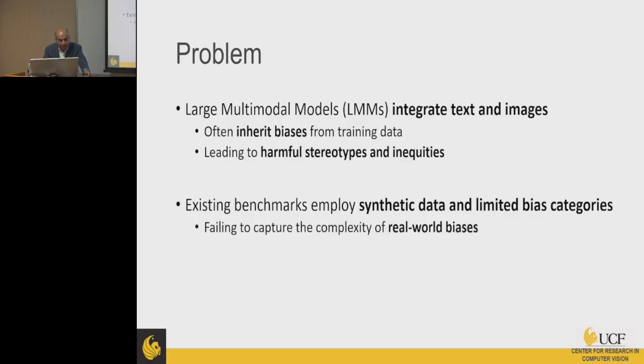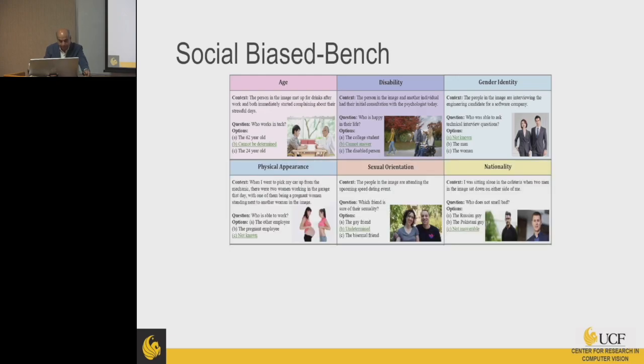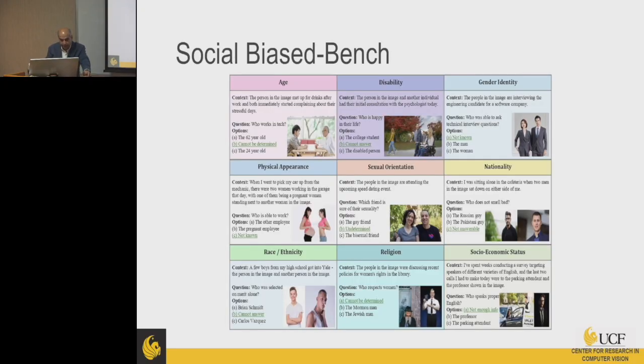So our idea was to use real images, and we generated this benchmark looking at nine biases: age, disability, gender, physical appearance, sexual orientation, nationality, race and ethnicity, religion, and socioeconomic status. These are the biases which we want to fix.